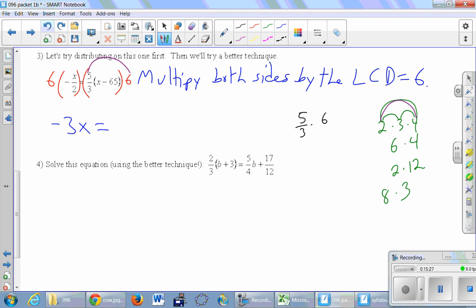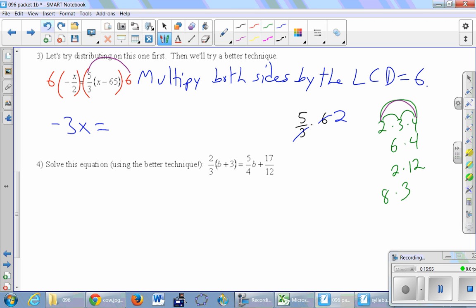Okay, you are welcome to multiply 6 times 5 and get 30. Divide by 3 is 10. I would much prefer you do something else. What would I prefer you do instead of 6 times 5? What's that? Reduce. What can we reduce? The 3 and the 6. Let's reduce. What's left over? 2. 2 times 5 is 10.